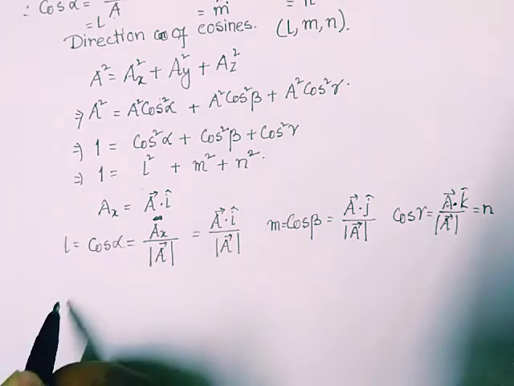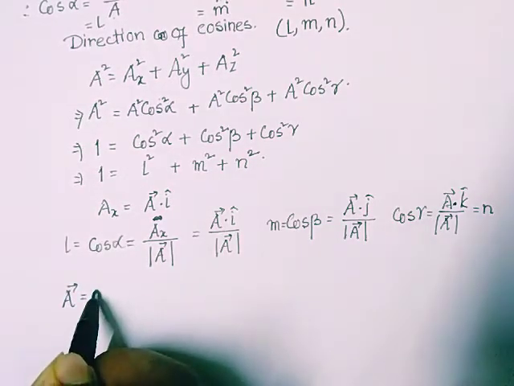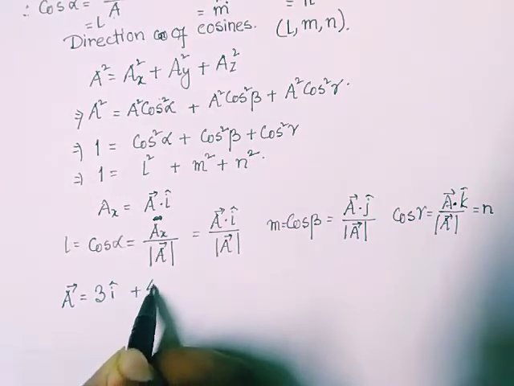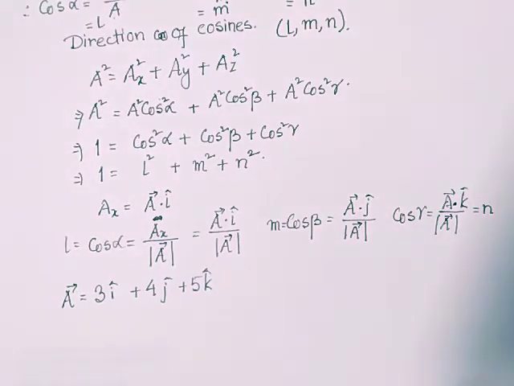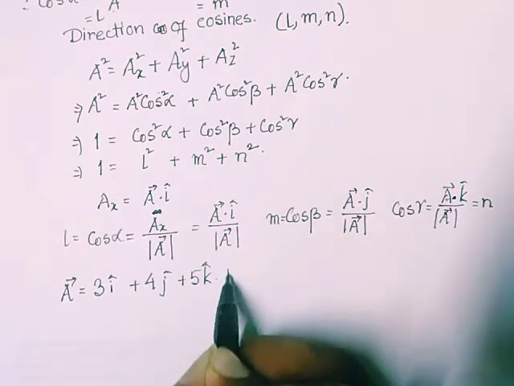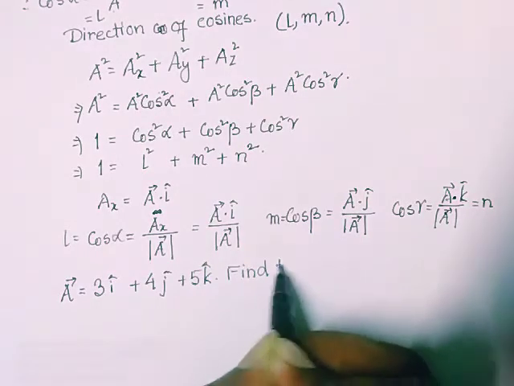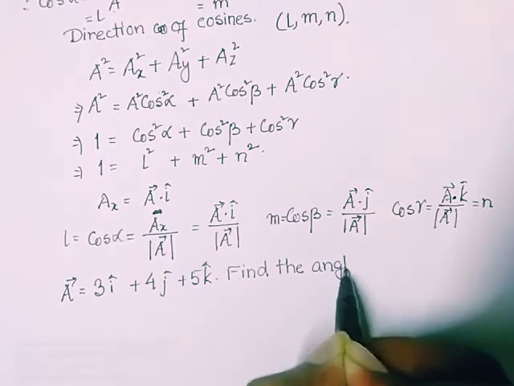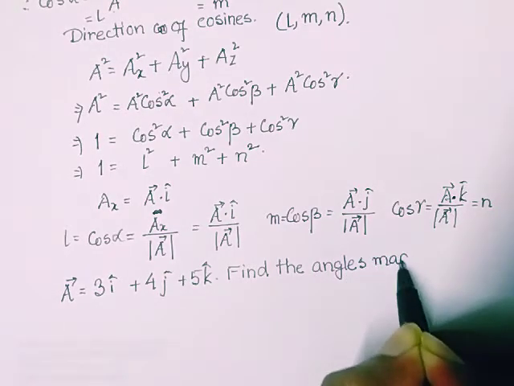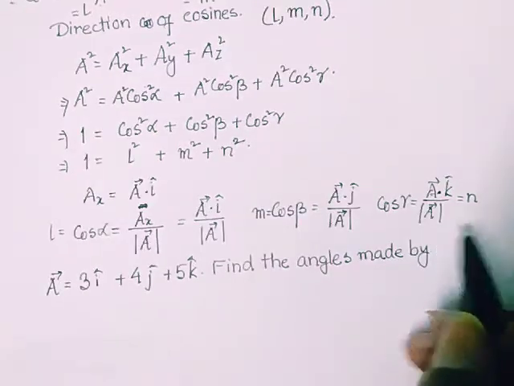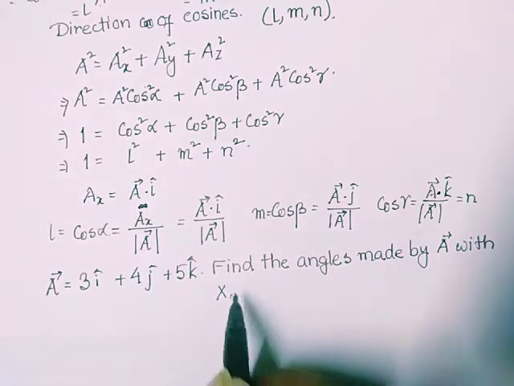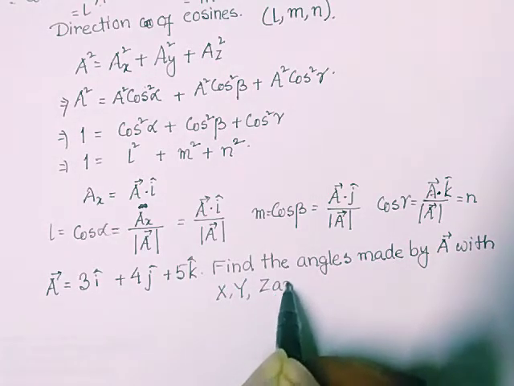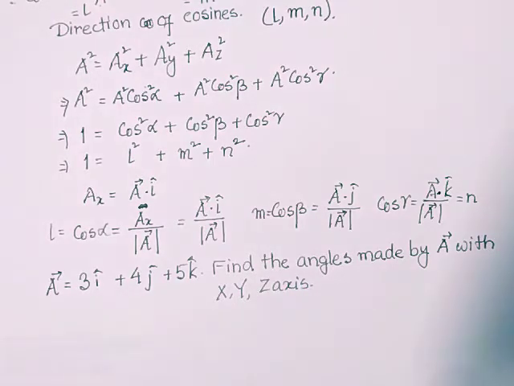Let us consider a vector. This vector is 3i cap plus 4j cap plus 5k cap. The question is, find the angles made by vector A with the x, y and z axis. So this thing in disguise tells us about the direction cosines.